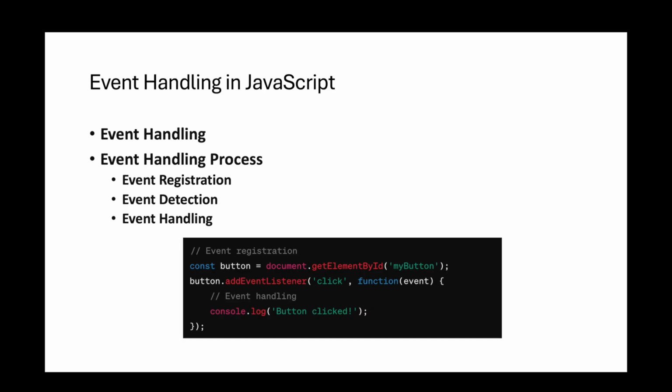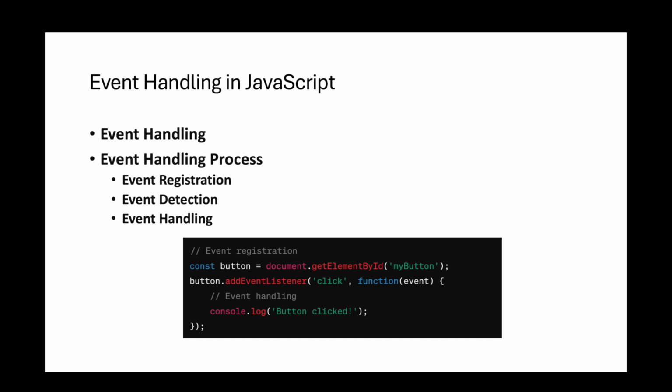Event handling in JavaScript. Events are actions or occurrences that happen in the browser, such as mouse clicks, keyboard inputs, or page load. JavaScript allows developers to handle these events and define custom behaviors in response to them.